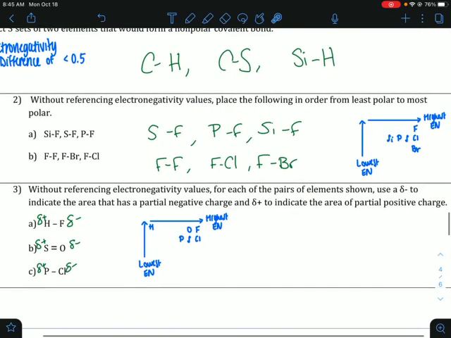Now, we're going to use a similar logic here for number 3. Without referencing our electronegativity values, we are looking at the pairs of elements and looking to see the delta negative and the delta positive. So again, we are trying to indicate in this bond, where are the electrons going? They're going to go towards the element with the highest electronegativity. That means those electrons are going to get pulled closer.